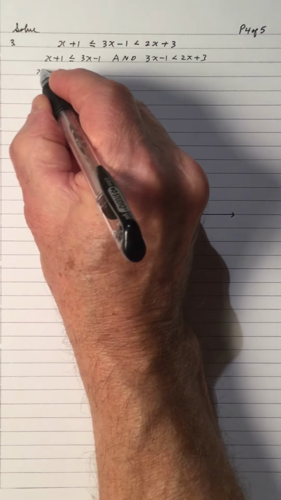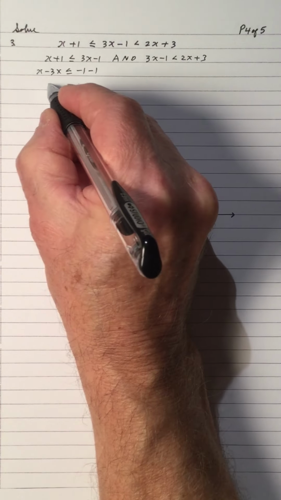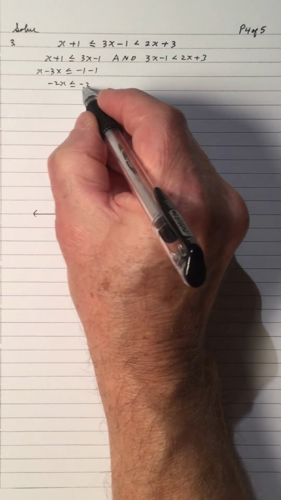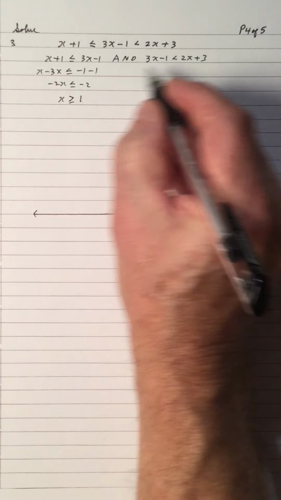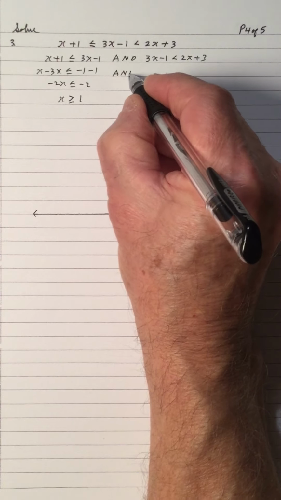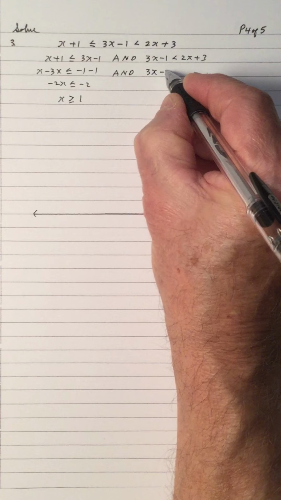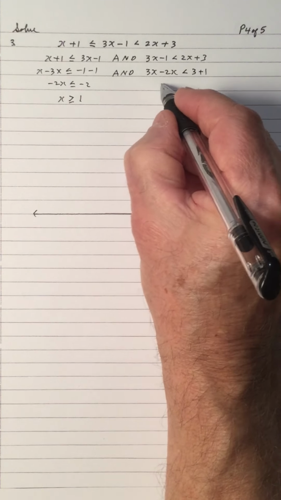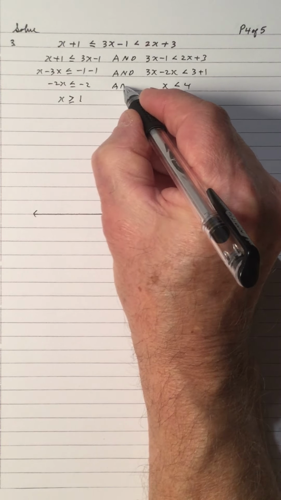So we solve this. X minus 3x is less than or equal to negative 1 minus 1. Negative 2x is less than or equal to negative 2. Divide by negative 2, x is greater than or equal to 1. And the and keeps coming down for every step we do. So this is 3x minus 2x less than 3 plus 1. And so x is less than 4. We have an and.